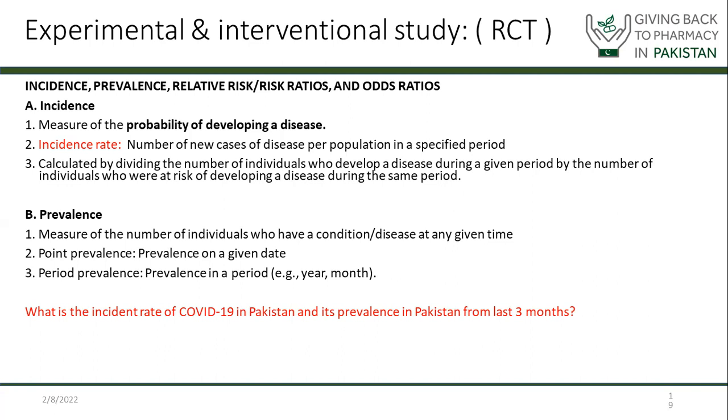So if it is point prevalence, it is at any given date. And if it is period prevalence, for example, what is the prevalence of type 2 diabetes in Pakistan in 2020? You just have to see from 1st January 2020 to 31st December 2020 how many cases are reported with type 2 diabetes. So you will tell the prevalence of type 2 diabetes.